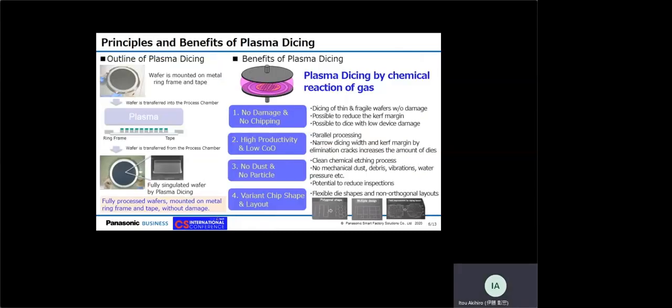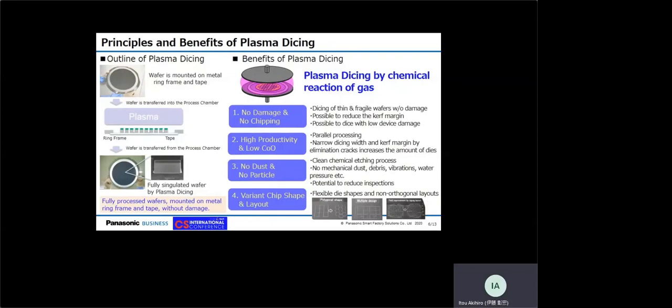Next, I'd like to explain principles and benefits of plasma dicing. Outline of plasma dicing is shown on the left side. Plasma dicing is a technology which processes a wafer mounted on a metal ring frame with tape as shown in this figure. The wafer is transferred into the process chamber of the plasma dicer and singulated by plasma processing. As shown in the lower left photo, a wafer mounted on the ring frame with tape can be singulated.